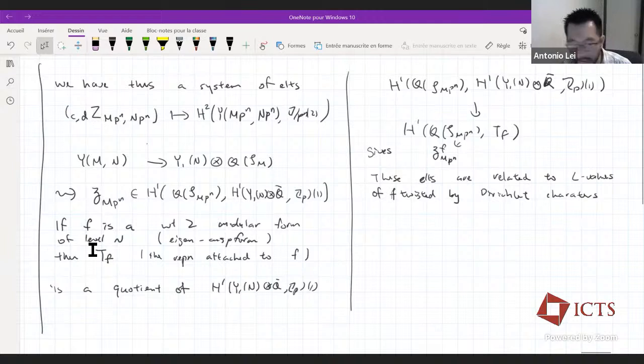So here I only talked about weight 2k. For higher weight modular forms, you can do something similar, but instead of looking at this étale cohomology, you have to look at some more complicated sheaf on the modular curve. So I won't go into the details of that.